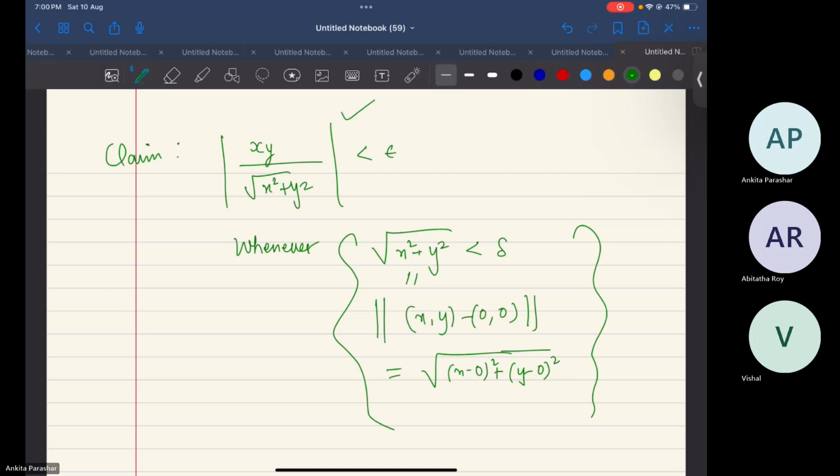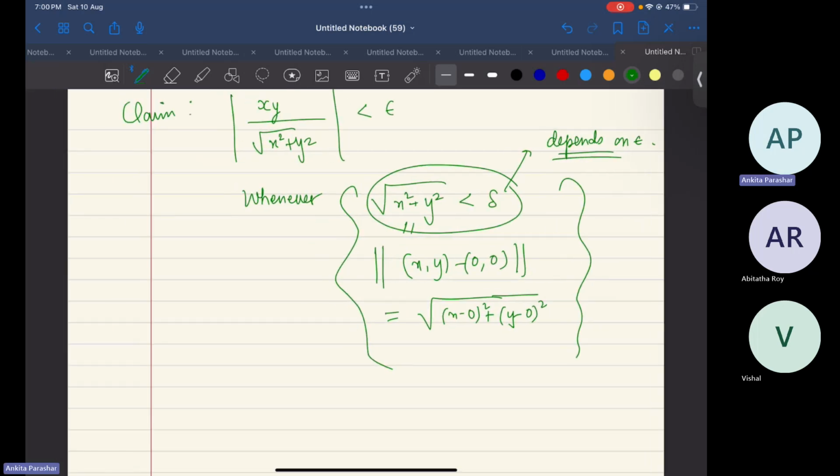Of course, without using this, I certainly cannot say, because the delta depends on epsilon. So let's see how. Consider mod x mod y. I can separate the mod and I can write this.